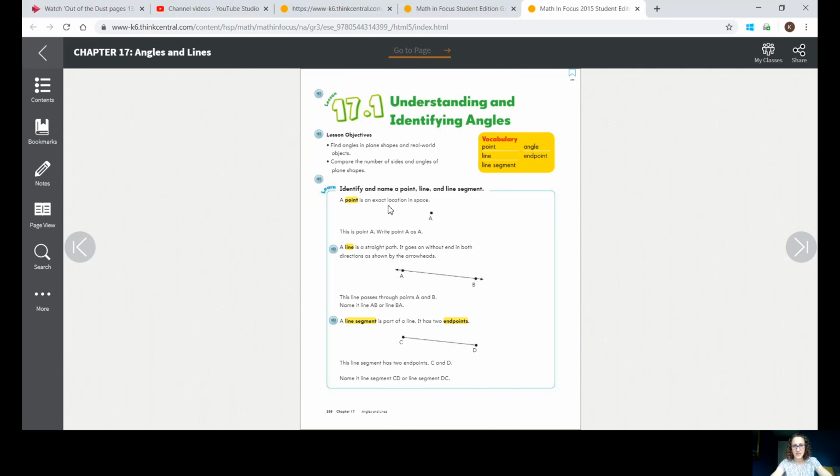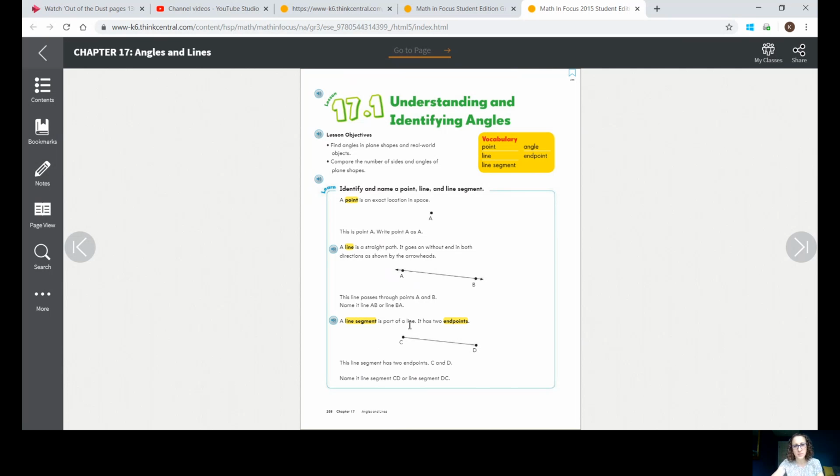So a point is an exact location in space, and they just labeled it with an A. This is point A. A line is a straight path. It goes on without end in both directions as shown by the arrows. These arrows here, it's showing this line's going on in that direction forever, and this line's going on in that direction forever. The line passes through the points A and B, and you can name it line AB or BA. So you can name it this way, AB, or you can name it going this way, BA. Doesn't matter, it'd be the same line.